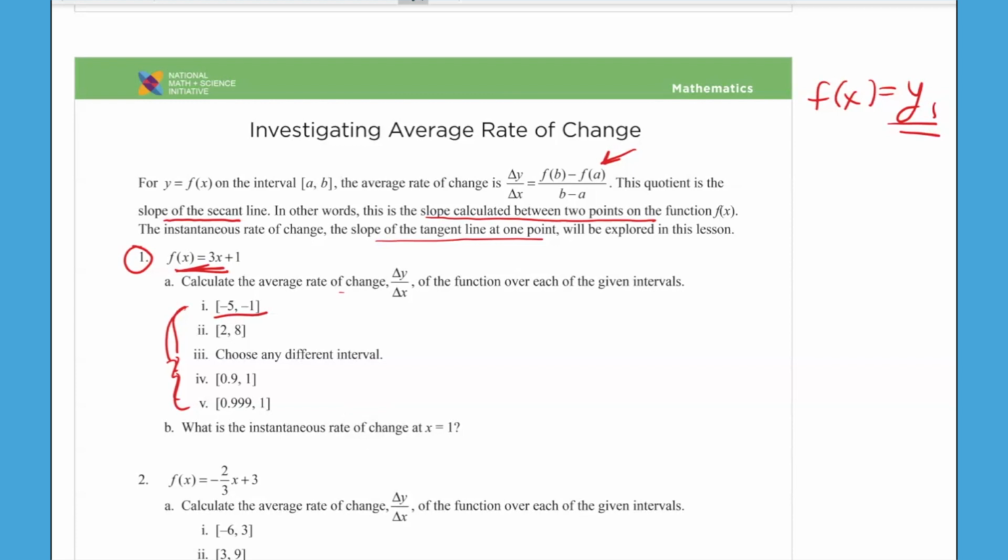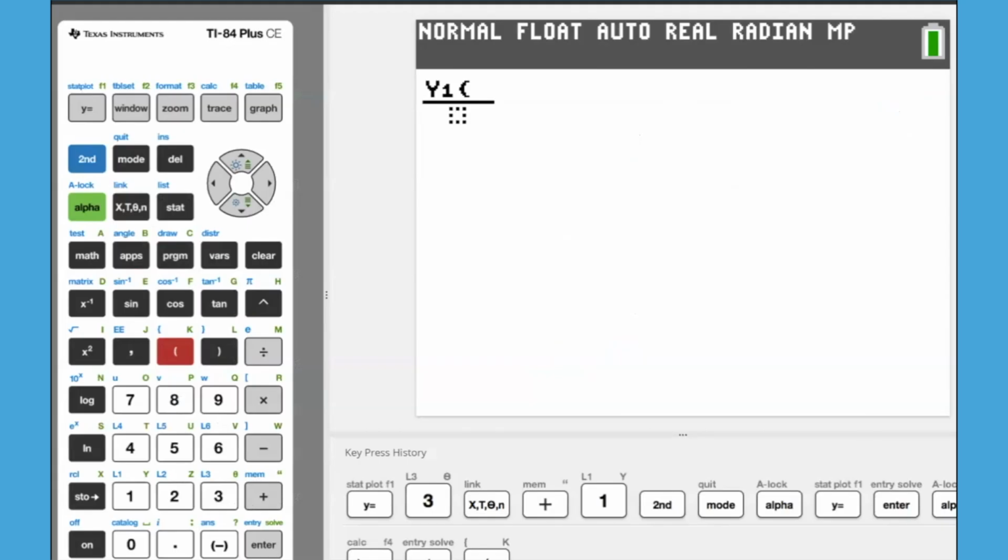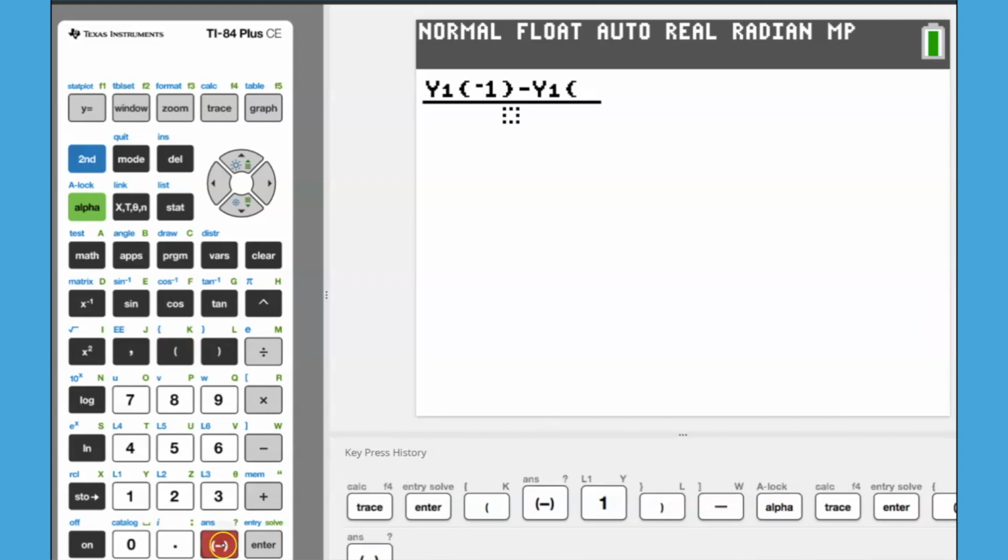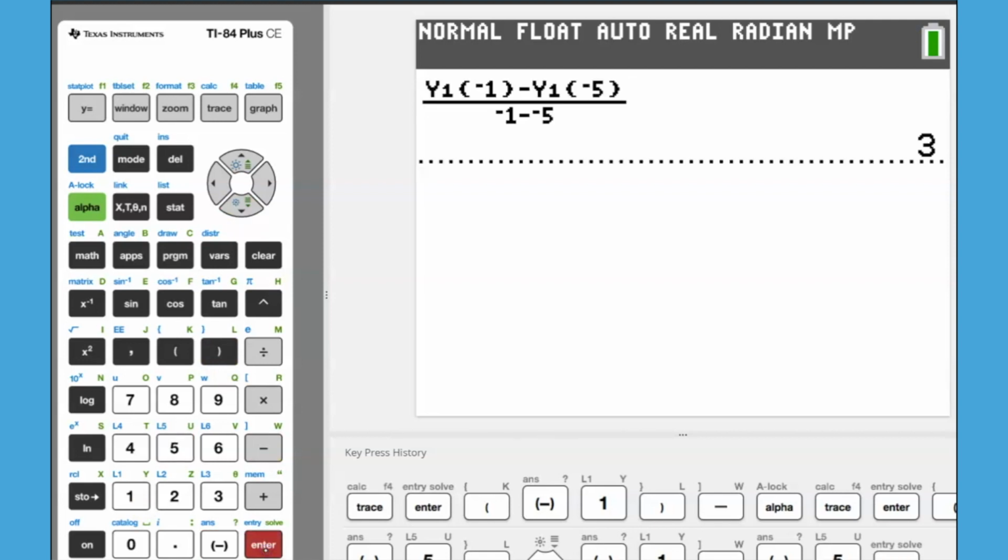Okay. So I basically want to go f of -1 minus f of -5 over -1 minus -5, right? But on my calculator, those f's are going to be y1s. Okay, so let's go back and put that in. So f of -1 and then minus, again, I need that alpha trace, and that's at -5. Okay, and then in the bottom, -1 minus -5. And I'm going to hit enter. And it should give me a 3.